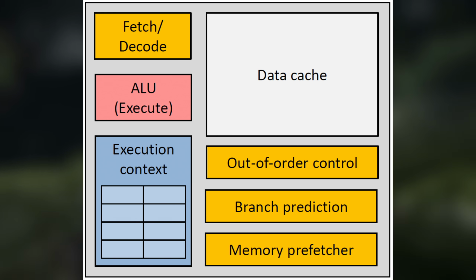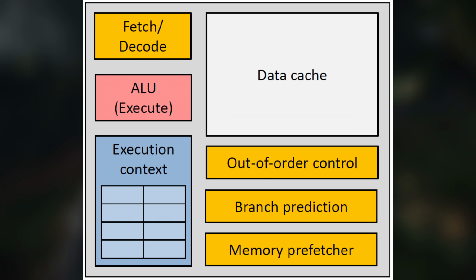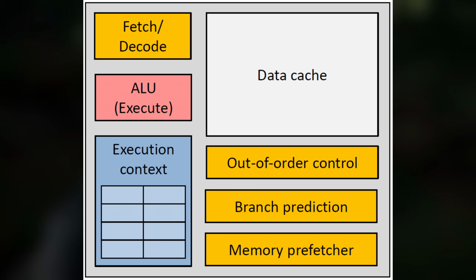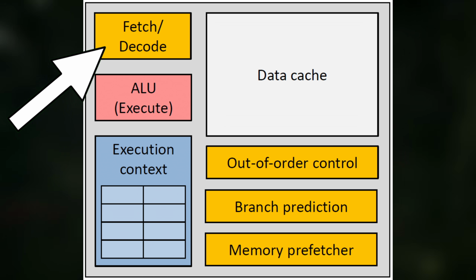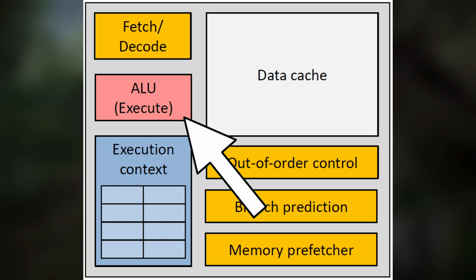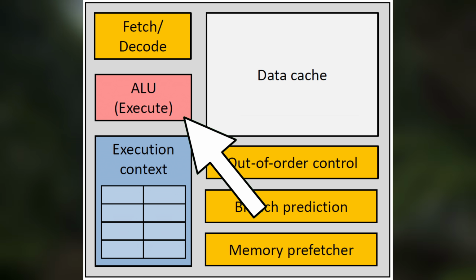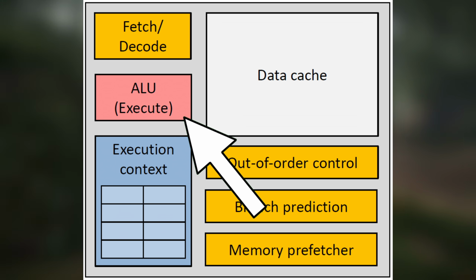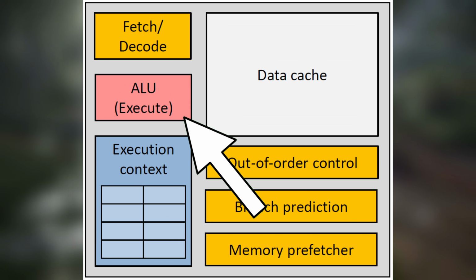What you see on this graphic is the different parts of the CPU that overall allow us to quickly compute calculations. The first part is a fetch and decode unit. This one is responsible for taking the instruction that you send to the CPU, such as 2 plus 3, to then prepare it to actually execute it. The second part is the arithmetic logic unit, or ALU in short. This is where the actual calculation takes place and where the example 2 plus 3 becomes 5.